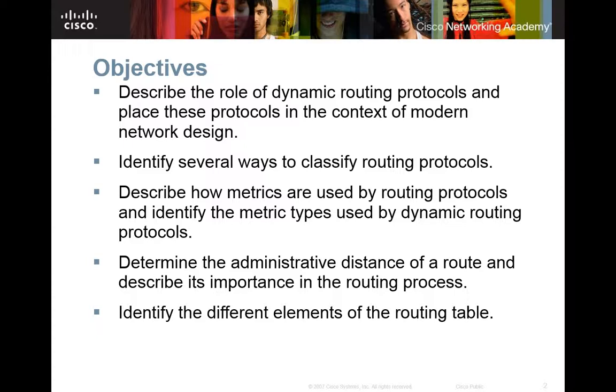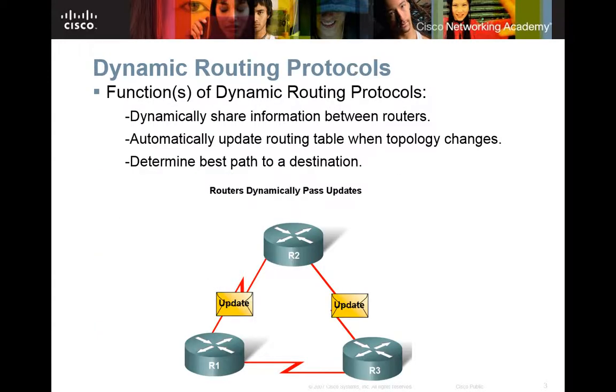We're going to determine what an administrative distance is of a route and describe its importance in the route process, which we've kind of already talked about a little bit in previous chapters. Identify different elements of the routing table. Okay, what's the first thing? What is the function of a dynamic routing table? What do you think?